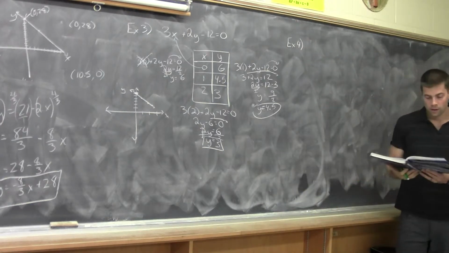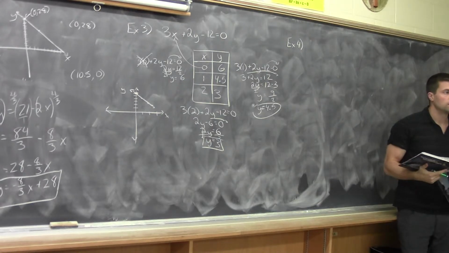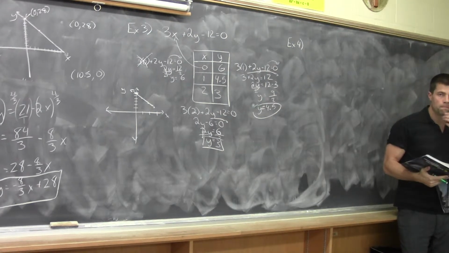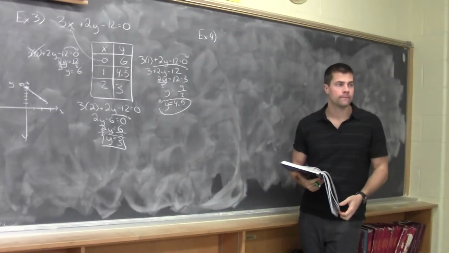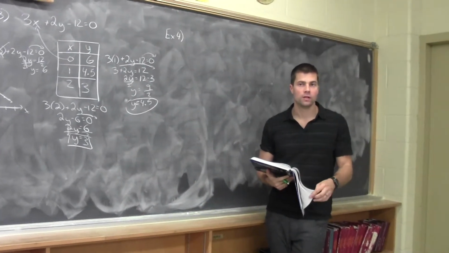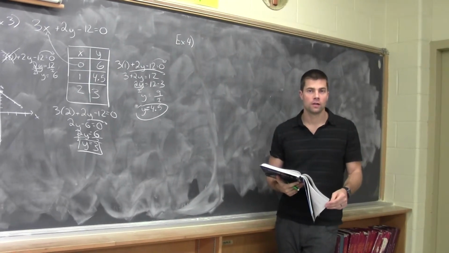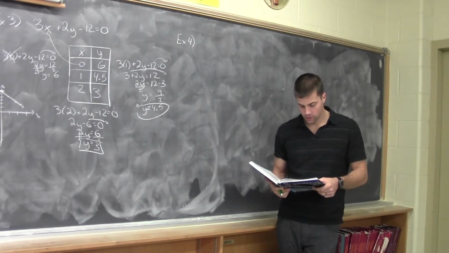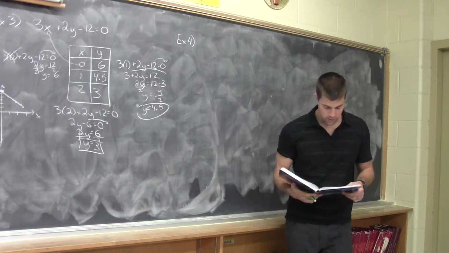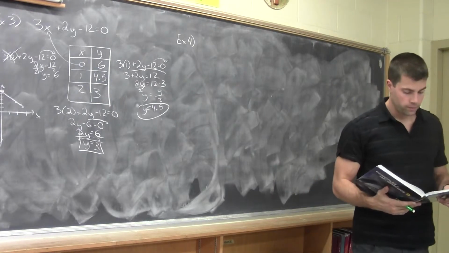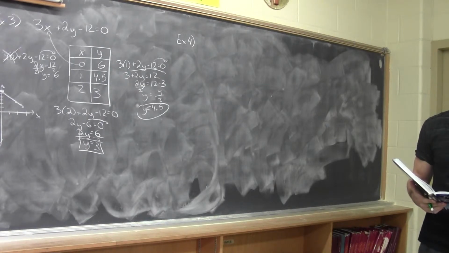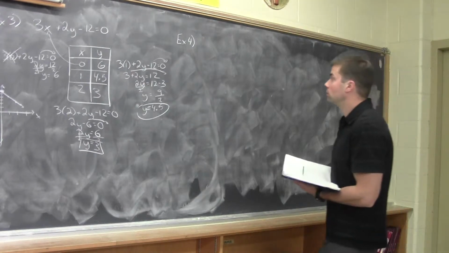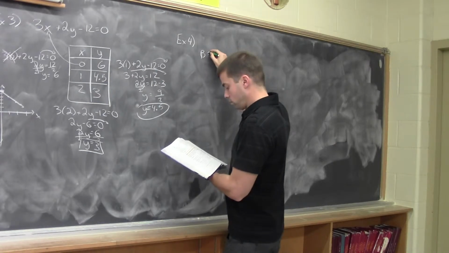Example number 4. Somebody want to read? Nobody wants to read. Oh, Selva, thank you. Mia is traveling to a campsite 52 kilometers away. She plans to bike part of the way and canoe the rest of the way. She can bike at 30 kilometers per hour and paddle her canoe downstream at 8 kilometers per hour. Determine 3 combinations of biking and canoeing distances we can use.